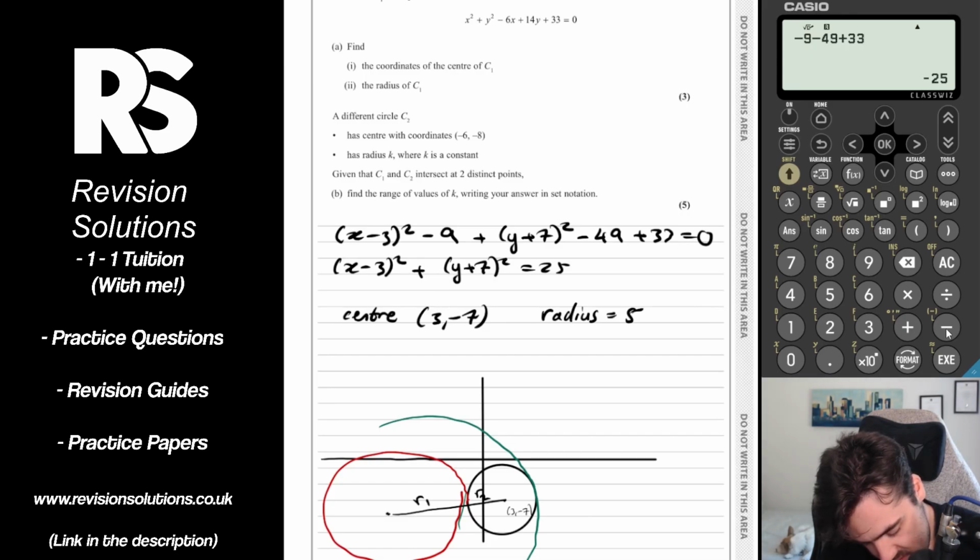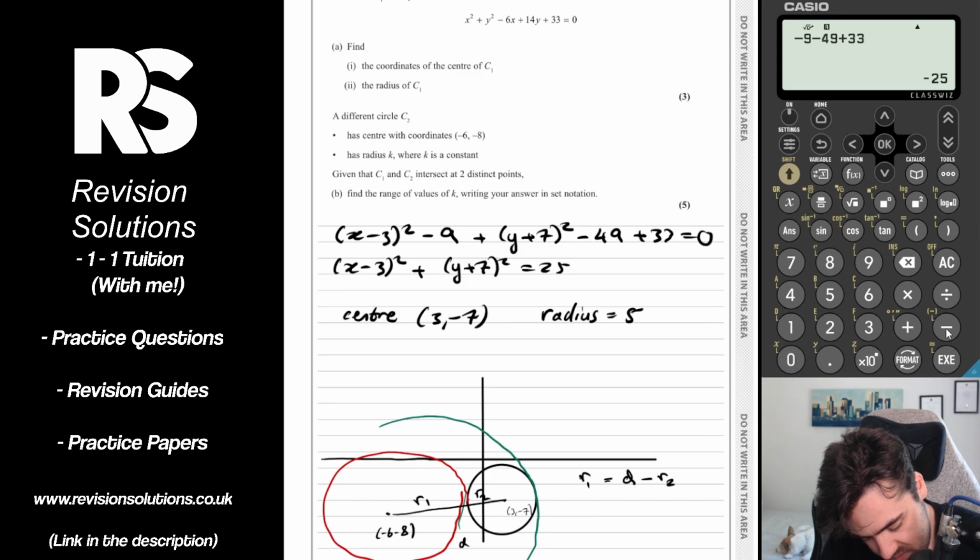And then R1 would just have to be the first lower bound, which would be the distance between the 2 points. What was the point again? -6, -8. If I just call that the distance for the whole thing, it would be the distance minus R2 would be the lower bound for R1.